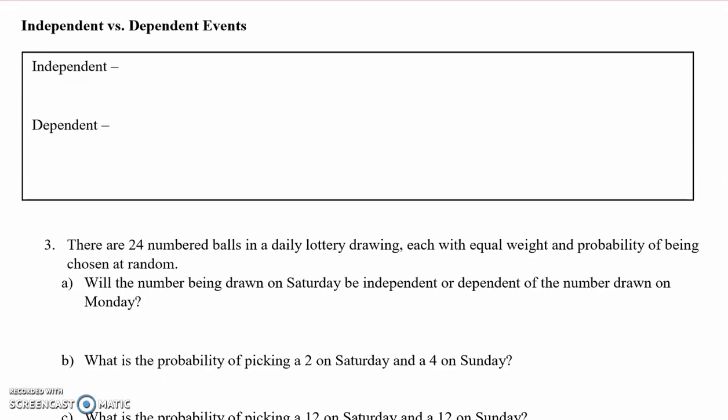Now we define independence and dependence. Independent events are those events that do not change each other, and dependent events would change the other one. So knowing the probability of one event or knowing what happens in a situation would impact the probability of another event.